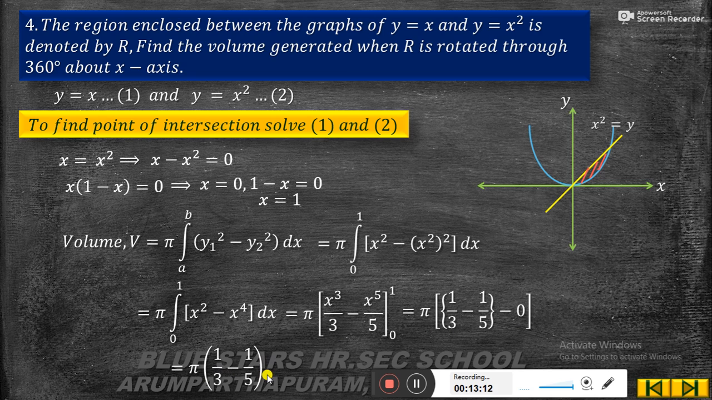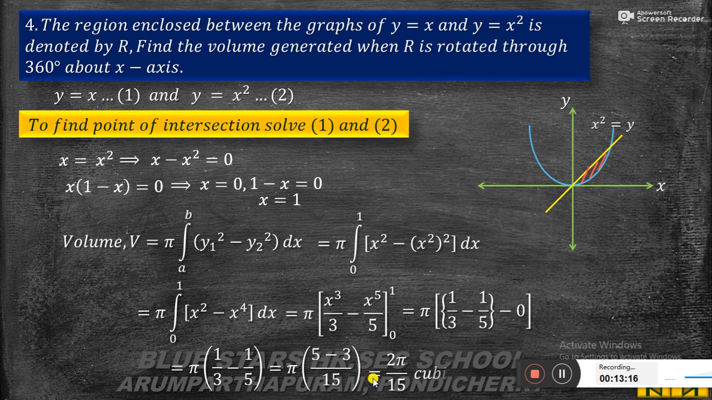So next we just do the cross multiplication: 5 into 1 is 5, minus 3 into 1 is 3, 5 minus 3, and 3 fives are 15. So 5 minus 3 is 2, so 2 pi by 15 cubic units. This is the answer for this problem. This is the volume. So volume equals 2 pi by 15 cubic units. This is the answer.